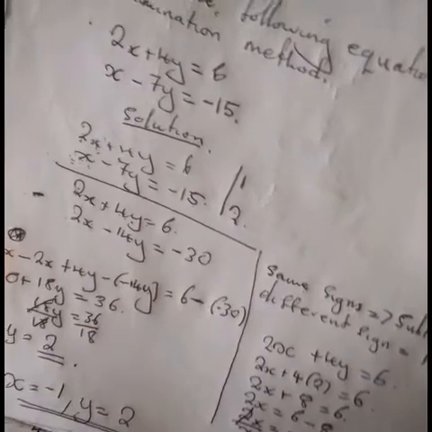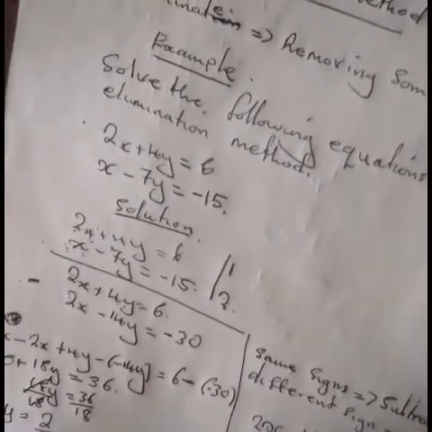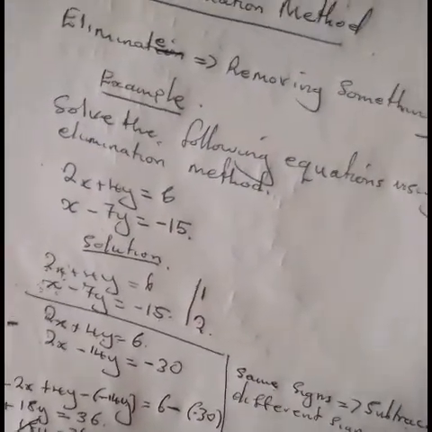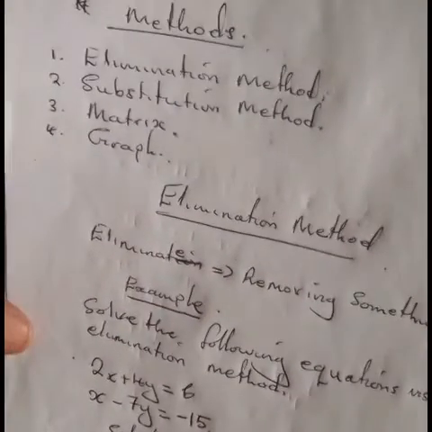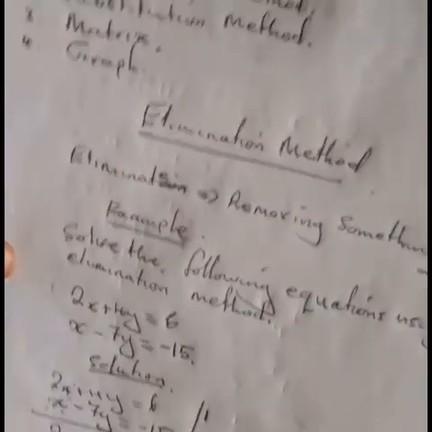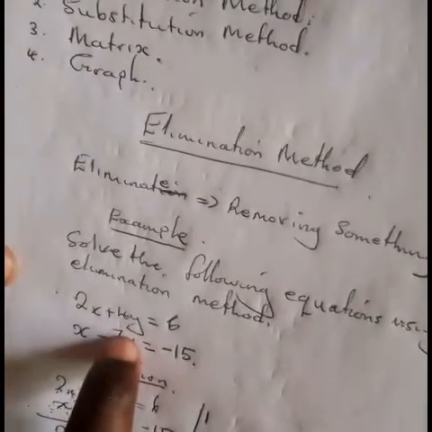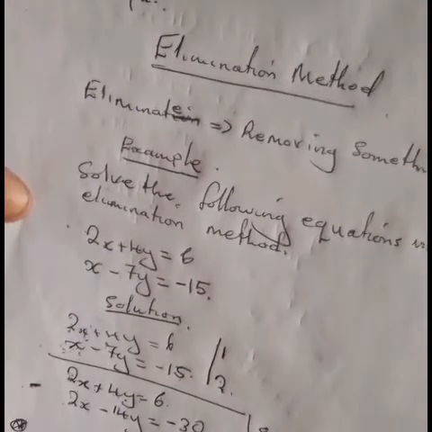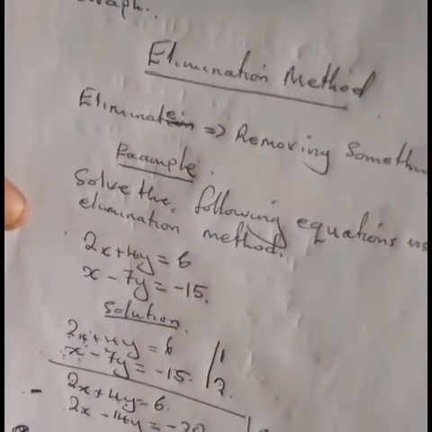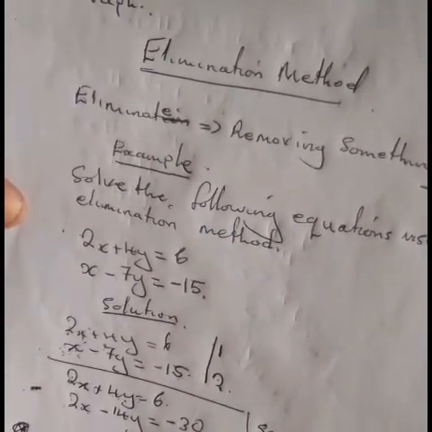So this is how you solve a simultaneous equation using the elimination method. The answers for our equation here are x is negative 1 and y is equal to 2.